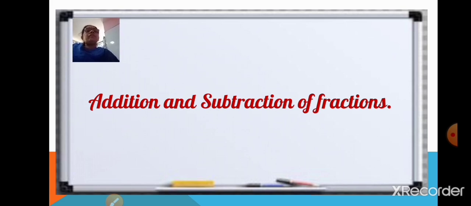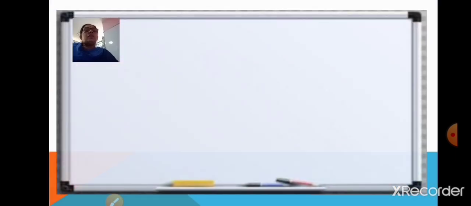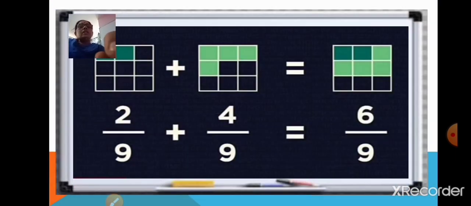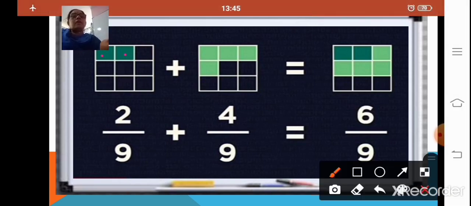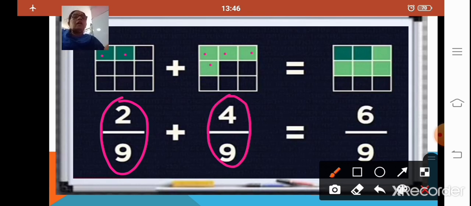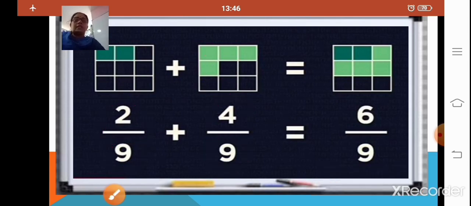Now children, here you can see a figure where a square is divided into 9 equal parts. In the first figure, 2 parts are colored, so my fraction will be 2 upon 9. In the second figure, 4 parts are colored, so my fraction will be 4 upon 9. Here, as the denominators are same, we can directly add, that is 2 plus 4, that is 6 upon 9. So when the denominators are same, you can add the numerators and directly write the answer.